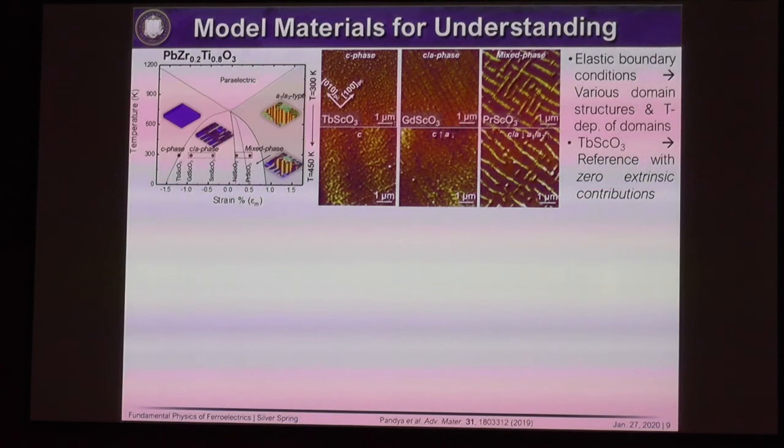If we start on terbium scandate substrates, that's over here at high compressive strains, we have at room temperature, and this is at 450 Kelvin, this is just an AFM image as a function of temperature, we have a C-domain structure, and it stays C-domain as we heat it up.